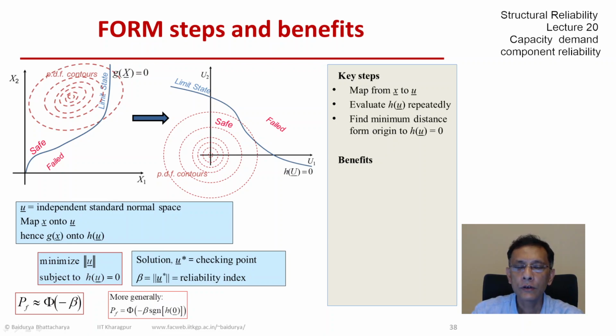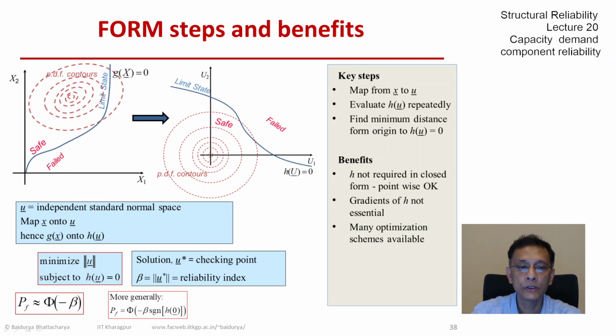There are many benefits of FORM, apart from it being a very elegant analytical method. We do not need H in closed form. If we have any method which gives a point-wise answer, that's good enough, and that's why I mentioned FEM. We do not have to have gradients of H, but it definitely helps. It speeds up the computation. It either can be obtained analytically, or if not possible, then we obtain the gradients numerically.